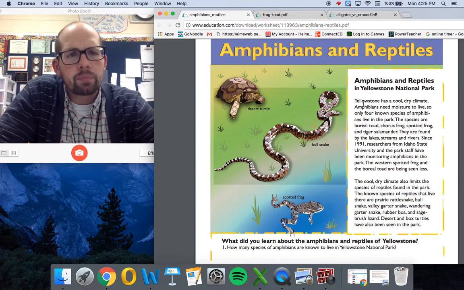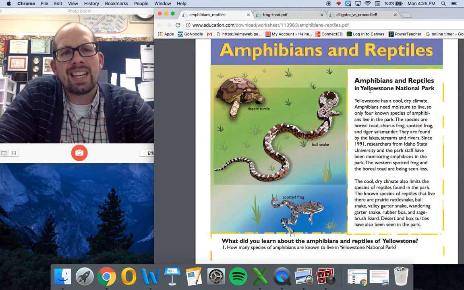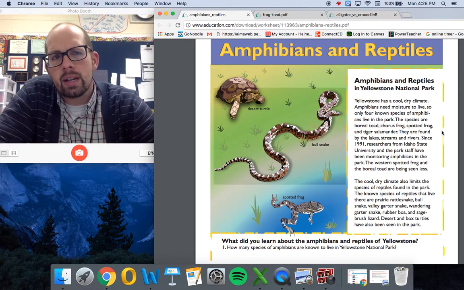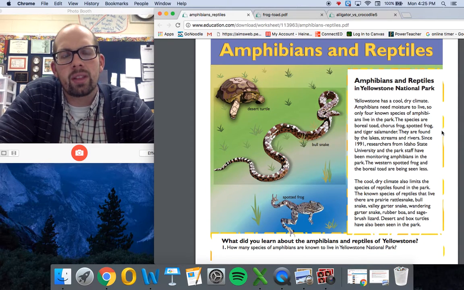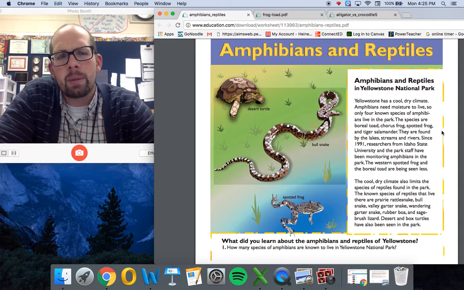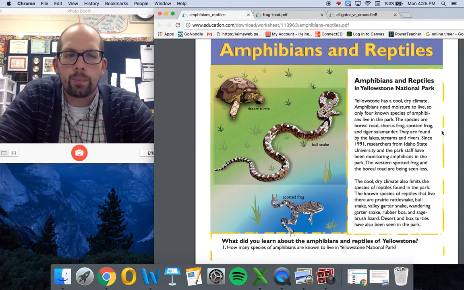Here we go. Amphibians and reptiles in Yellowstone National Park. Yellowstone has a cool, dry climate. Amphibians need moisture to live, so only 4 known species of amphibians live in the park. The species are boreal toad, chorus frog, spotted frog, and tiger salamander. They are found by the lakes, streams, and rivers. Since 1991, researchers from Idaho State University and the park staff have been monitoring amphibians in the park. The western spotted frog and the boreal toad are being seen less.